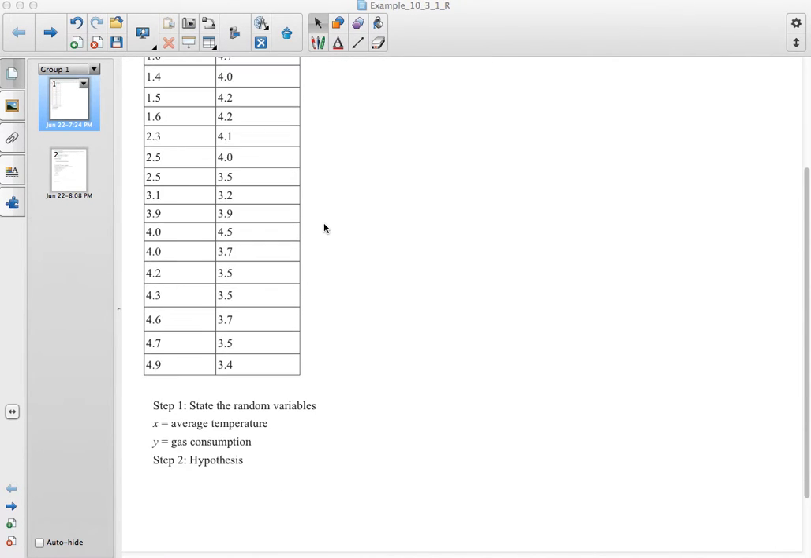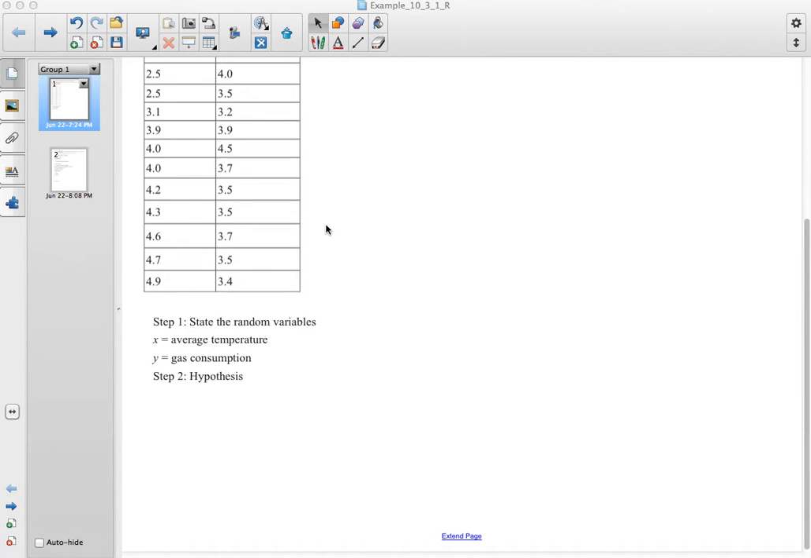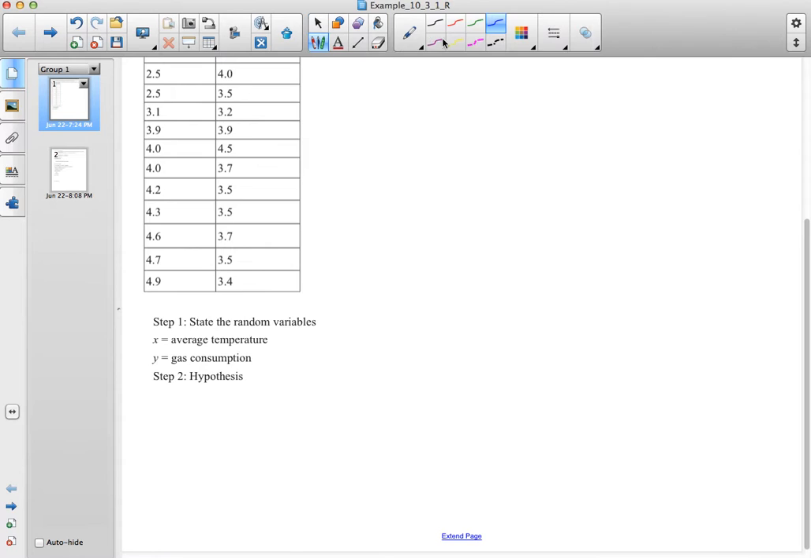The first step of every hypothesis test is to state your random variables. There are two in this case, the average temperature and the gas consumed. The next step of every hypothesis test is to state your hypotheses. In this case, we are testing our correlation coefficient. The symbol for the correlation coefficient is the Greek letter rho. H0 is always that rho is equal to something. In this case, no correlation would mean that you have a correlation of 0.